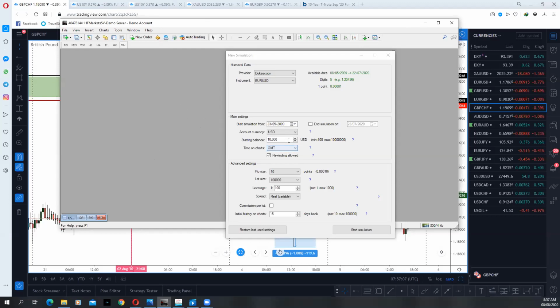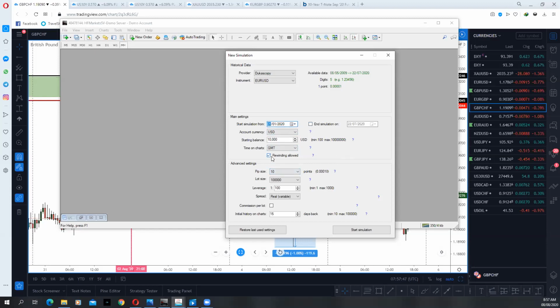But how does this work, sir? Let's look at this. It has the simulation date starting from May 2009 to 2020. So you could imagine the length of the simulation period. So let's say I want to do 2020. I start from January and I start from March. This is my currency. This is my starting balance. You can start with any amount. You could choose when you want to end the simulation.